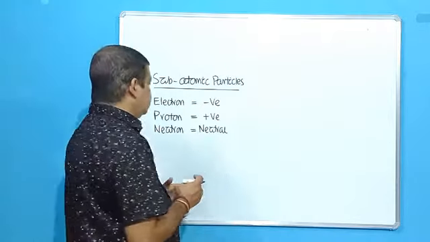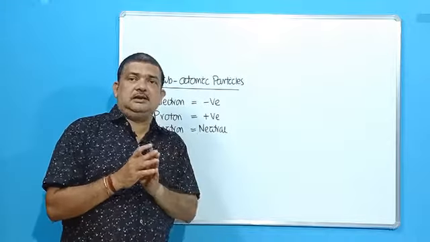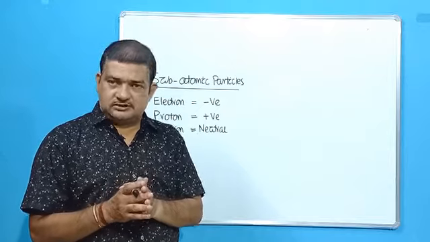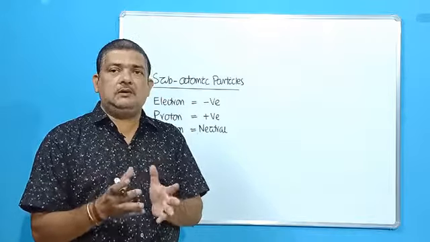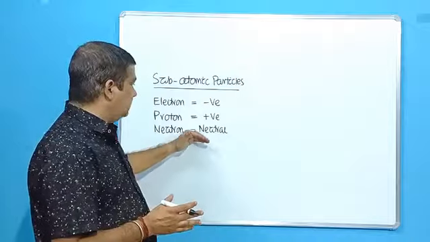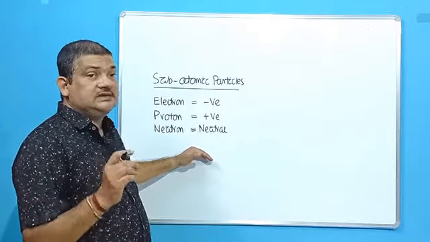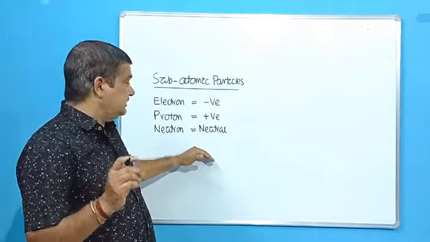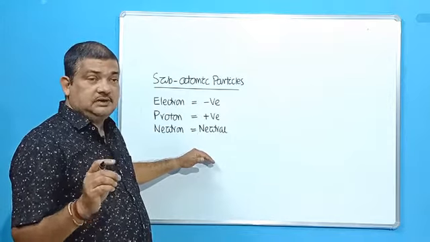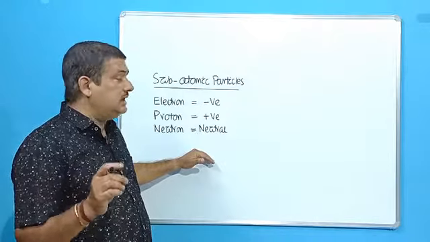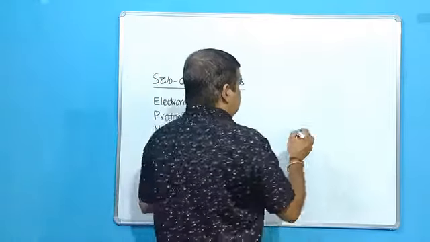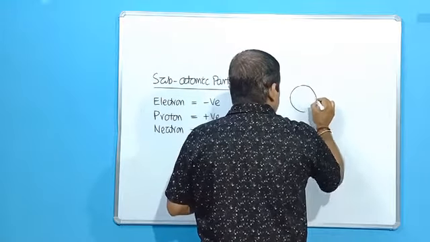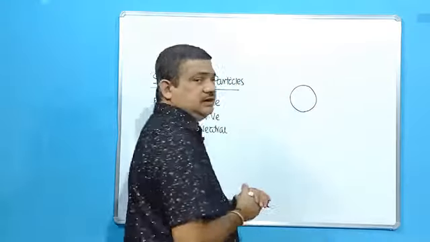Okay, so in your 9th or 10th you have read about atomic structure, that means how these subatomic particles are arranged or present inside the atom. So that arrangement is called atomic structure. It tells us about the arrangement of subatomic particles within the atom. As per Rutherford's model, the whole mass of the atom is concentrated at the center.